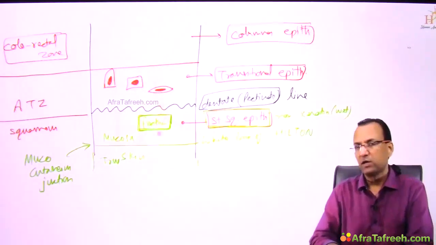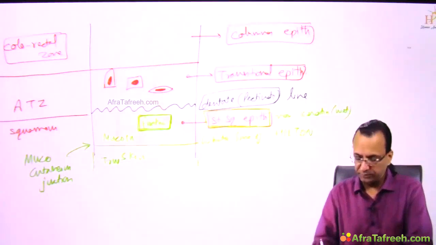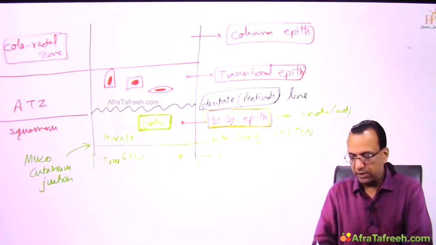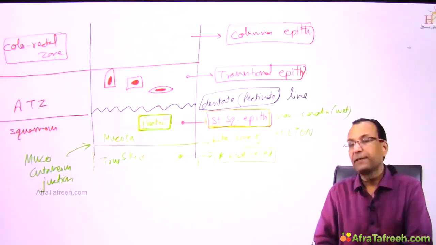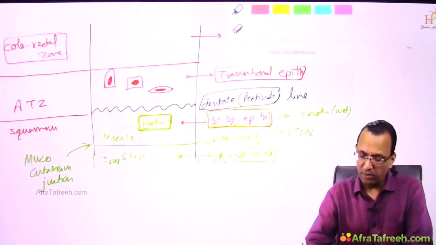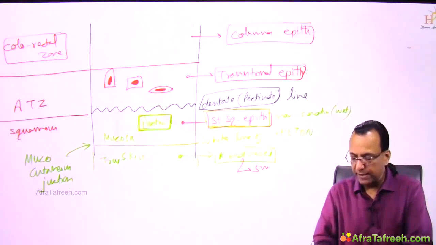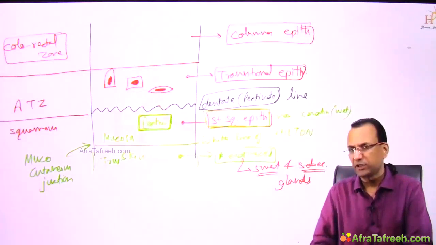And what is below the white line of Hilton? It is actually keratinized. So this will be keratinized stratified squamous epithelium. Yeah. Along with that, you also have sweat glands and sebaceous glands. Are you trying to say that the anal canal has sweat and sebaceous glands?